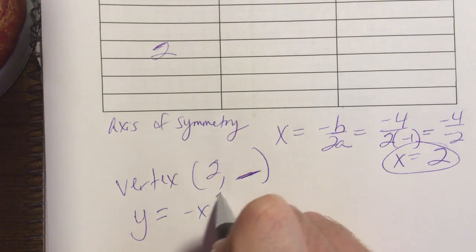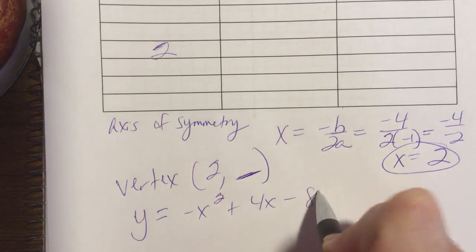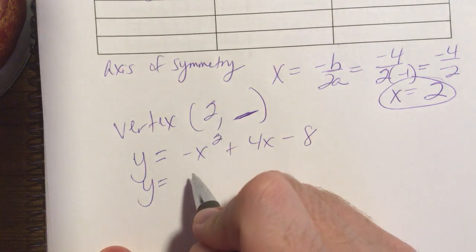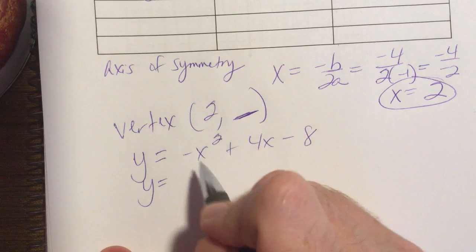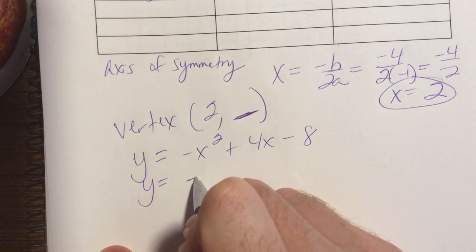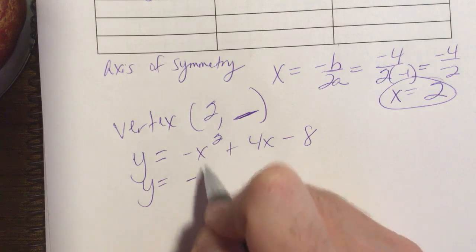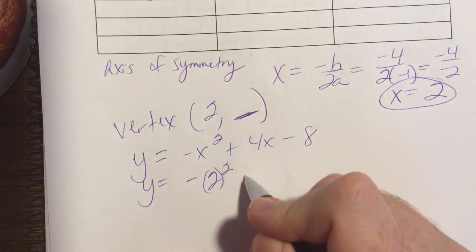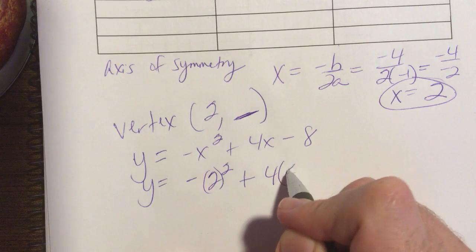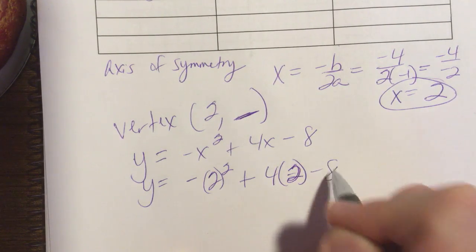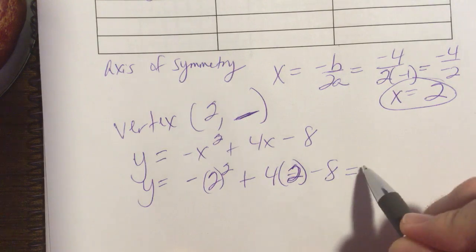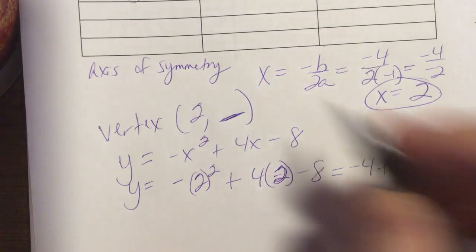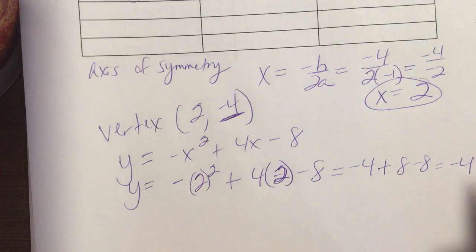y equals negative x squared plus 4x minus 8. We're going to substitute 2 for x. So it's going to be negative, and then the x value is squared, plus 4 times a positive 2, minus 8. And this is going to be equal to negative 4 plus 8 minus 8, which is just going to work out to be negative 4. So our vertex has a y value of negative 4.